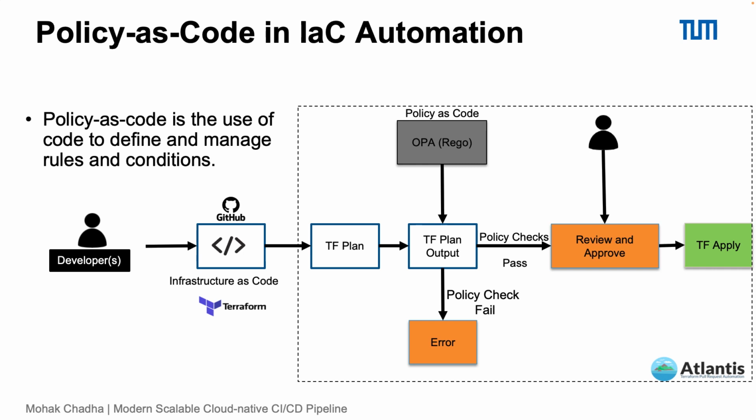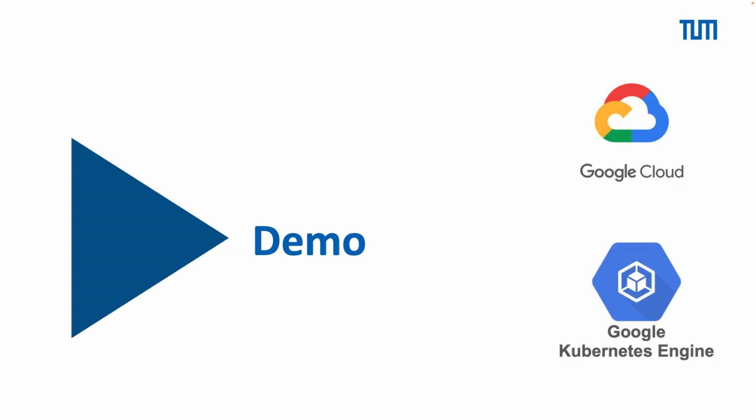So all of this can also again be automated using Atlantis, using a tool called Conftest, which utilizes OPA under the hood. Right, so moving on to the demo.